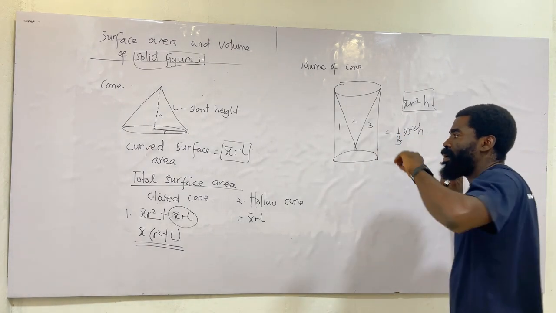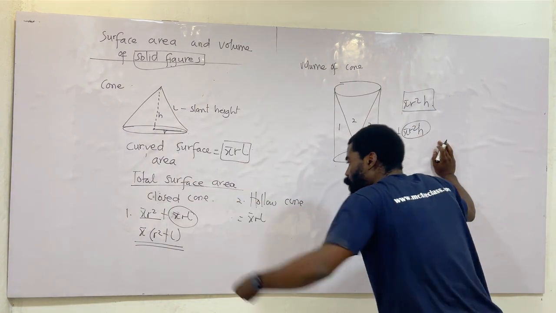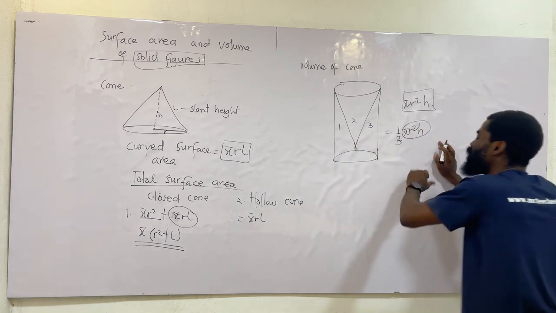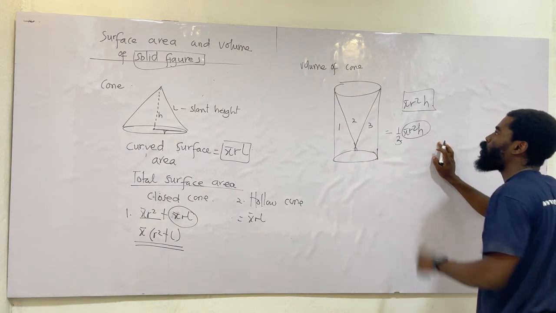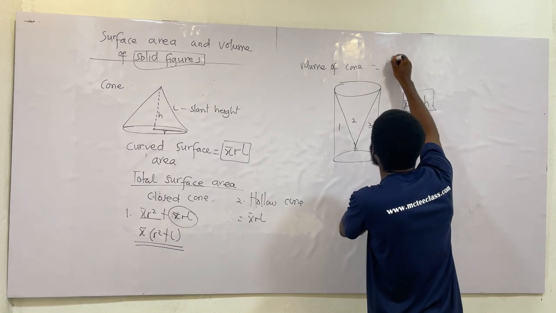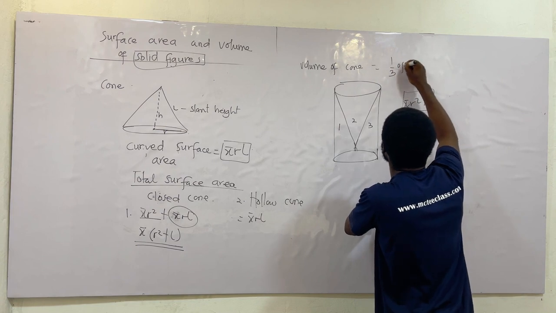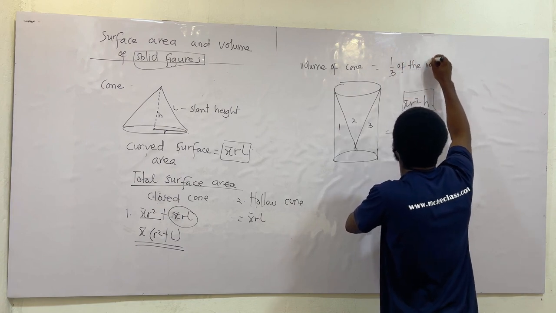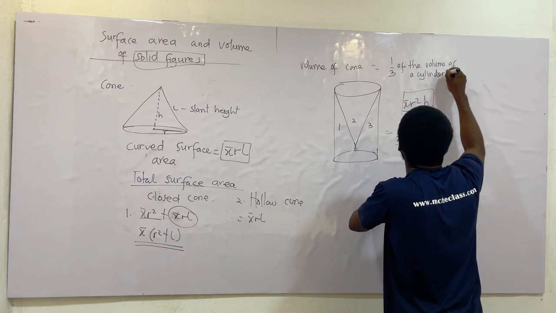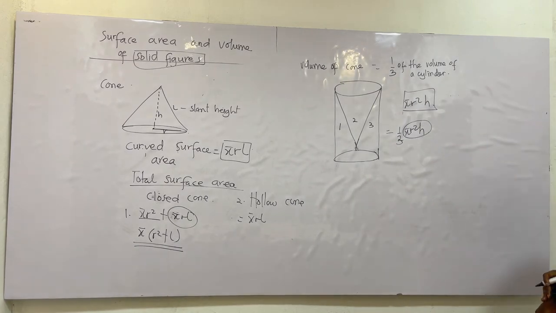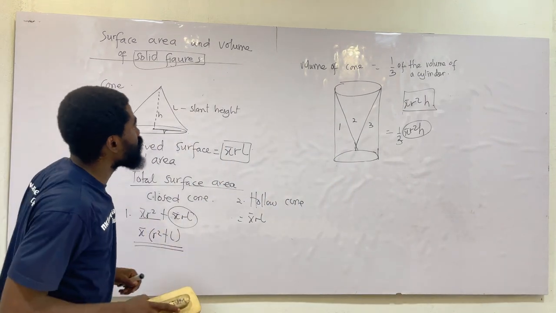So I can give you a question where the volume of the cylinder will be given, but I'll tell you to go and find the volume of a cone. When you know the volume of a cylinder and you divide it into 3, one of them becomes the volume of the cone. So volume of a cone is 1/3 the volume of the cylinder. Very, very important. That is for the cone. I hope you get this. Okay, so that's about the cone.